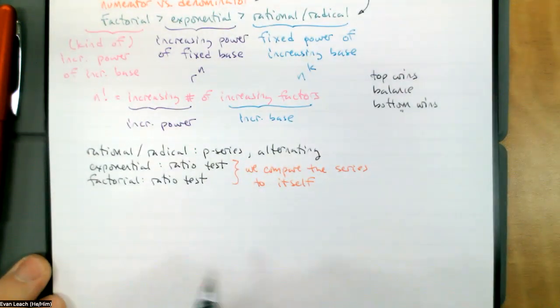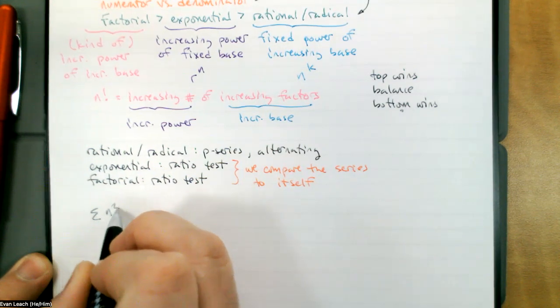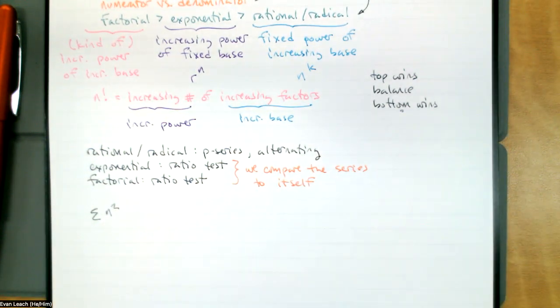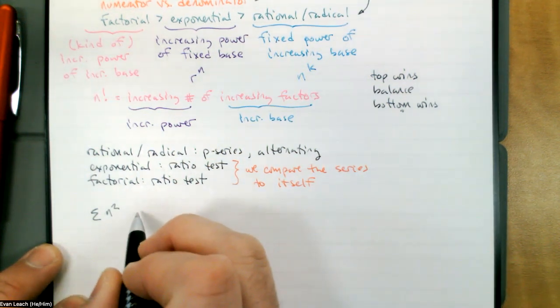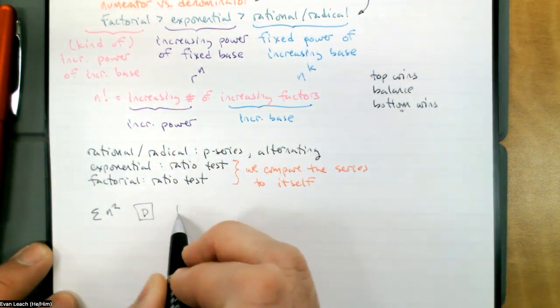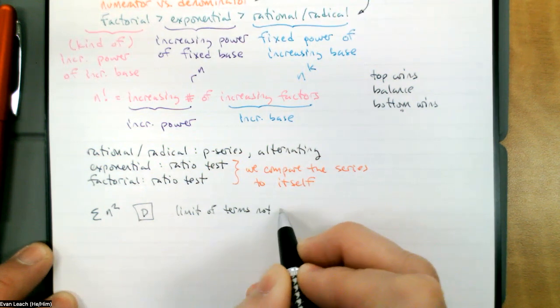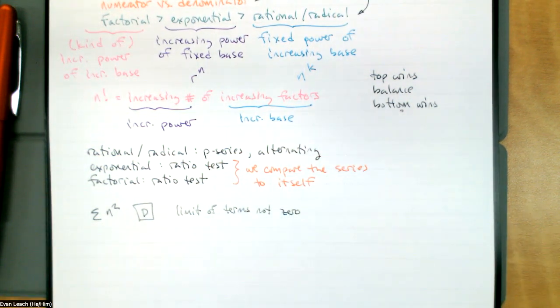Let's look at some examples and think about what's going on. Go over the thinking. So here the terms aren't going to zero. All we have is n squared. The terms don't go to zero. Diverges. In the category of thinking in terms of numerator versus denominator, the numerator has an n squared, the denominator has an n to the 0 power.